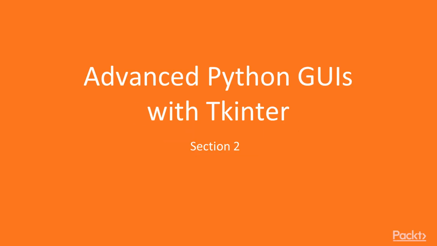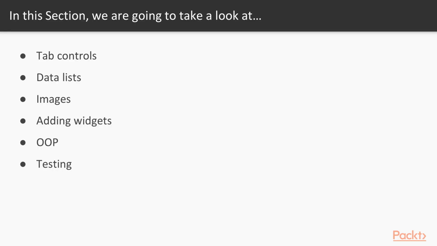Hello and welcome to section 2, in which we will be creating advanced GUIs with Python and tkinter. First, we will use tab controls to organize our GUI. Then we will be using Python lists for data, and we will display the data in the GUI. After that, we will add images to the GUI. Next, we will turn our code into object-oriented code using classes. And in the end, we will test the GUI using the unit test framework that comes with Python.